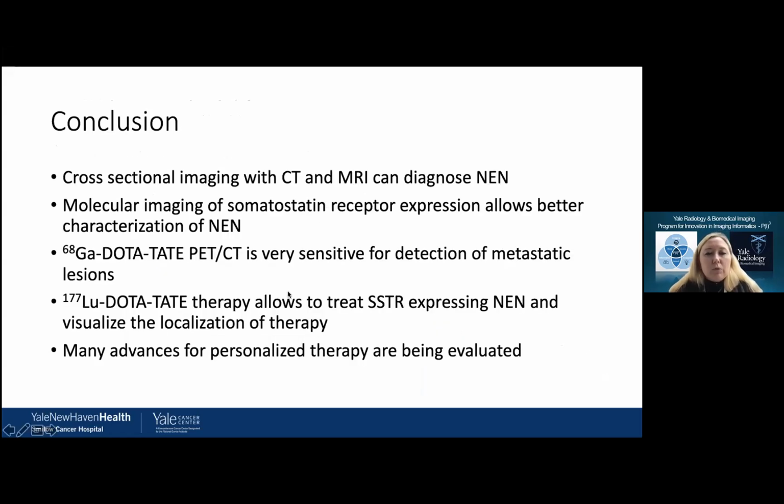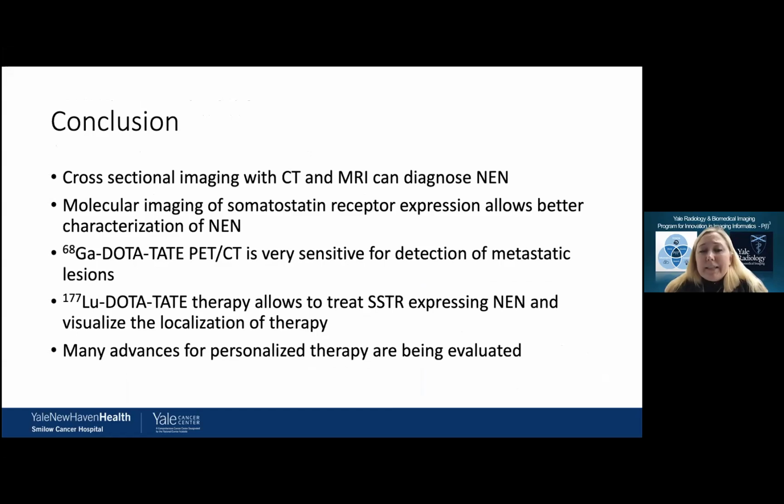So in conclusion, cross-sectional imaging with CT and MRI can diagnose and follow neuroendocrine neoplasms, and they're really excellent ways to do imaging for these patients. But molecular imaging of somatostatin receptor expression allows for better molecular characterization of neuroendocrine neoplasms.